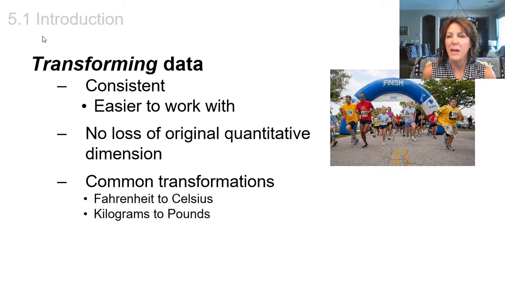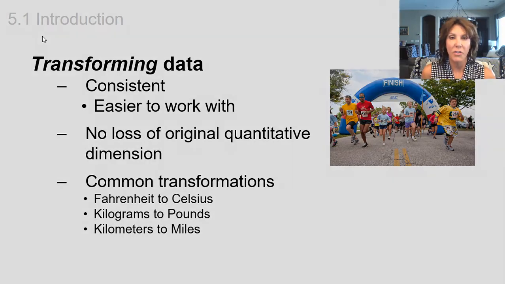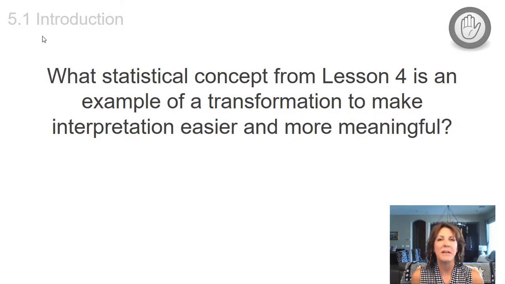Kilograms to pounds, depending on if you're measuring yourself here in the United States or across the pond, then it's still the same weight, but it's just expressed differently. This is how we transform data, maybe kilometers to miles. I've run a lot of 5Ks in my life, and I happen to know that it's exactly 3.1 miles. No matter what I call it, it's always a little bit of a challenge. So we transform numbers all the time. And in fact, there was an example from lesson 4 where you transformed a number. What did you do to make something more interpretable? Think about that for a second.